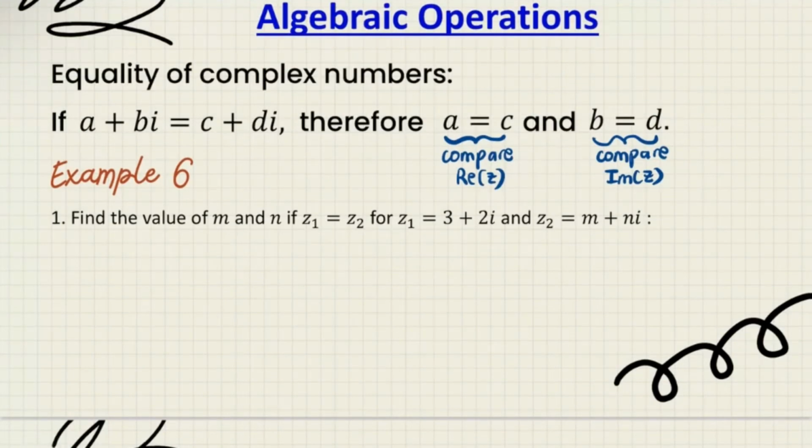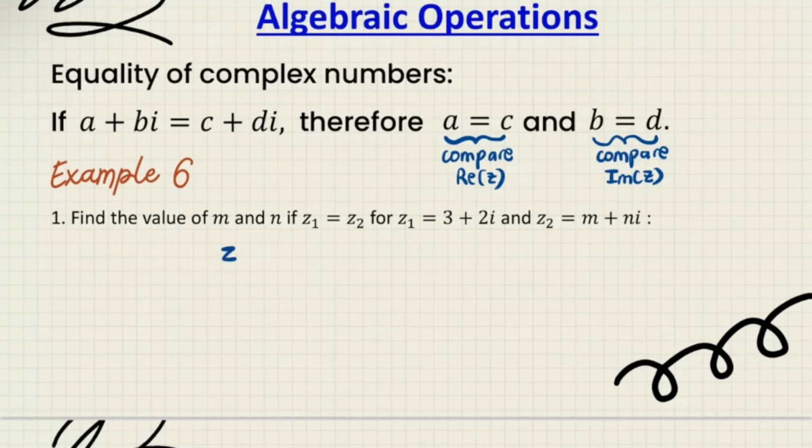So kita boleh terus tengok example 6 yang pertama. Find the value of M and N if Z1 equals to Z2. So complex number 1 equals to complex number 2, where Z1 is 3 plus 2i and Z2 equals to M plus Ni. So sebenarnya dah tahu dah pun jawapan dia apa kan? M equals to 3, N equals to 2. Tapi kita buatlah jalan kerja sikit.